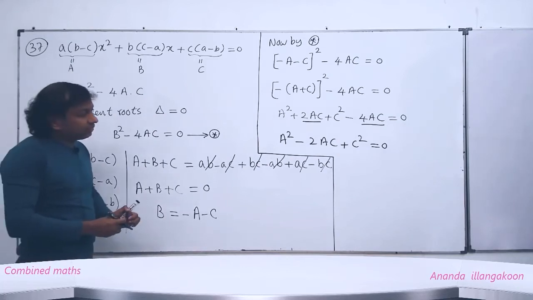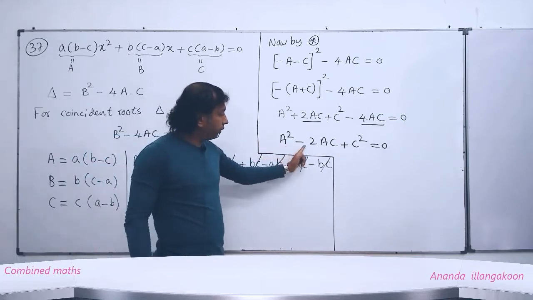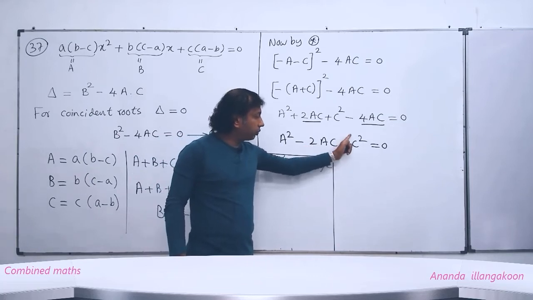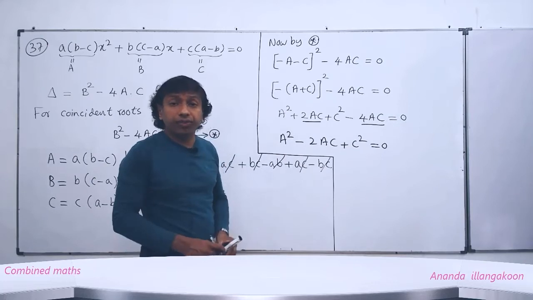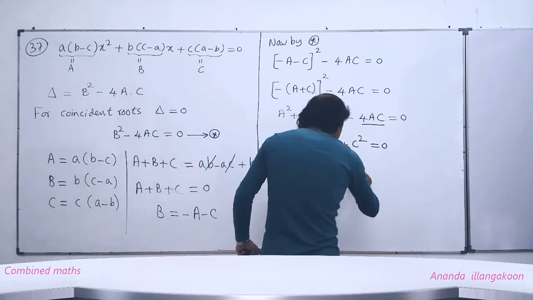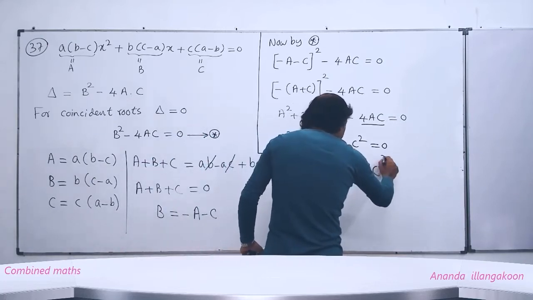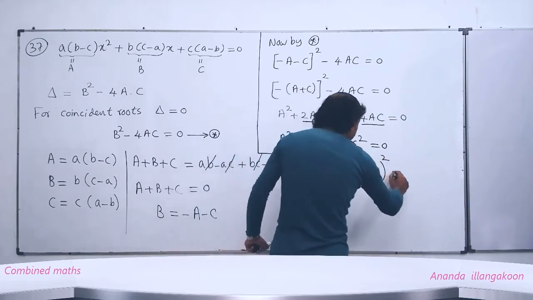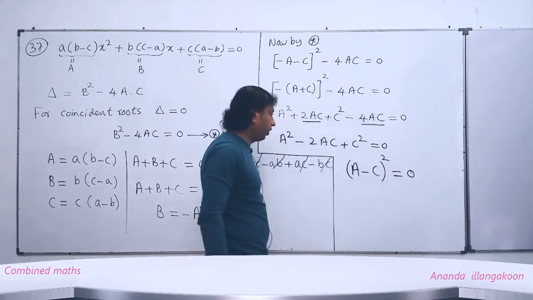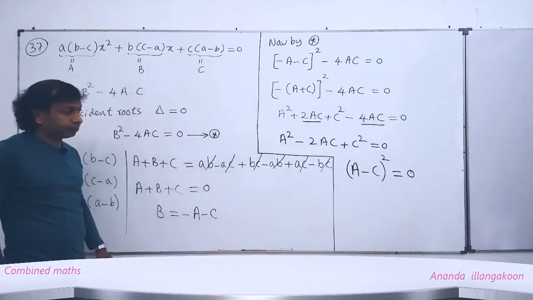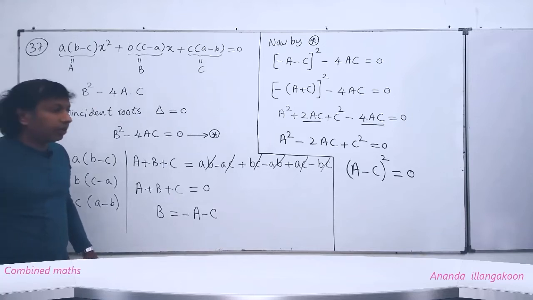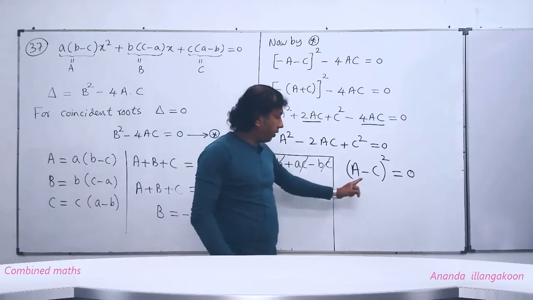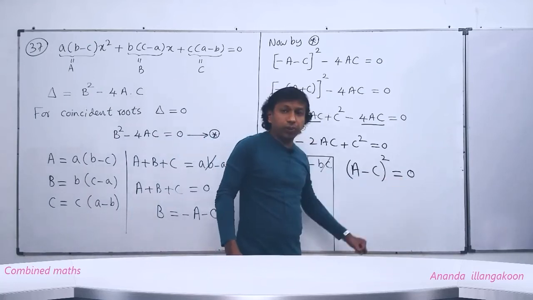Now, people, what is this really? A squared minus 2AC plus C squared equals 0. This is really the perfect square of A minus C. A minus C perfect squared equals 0.